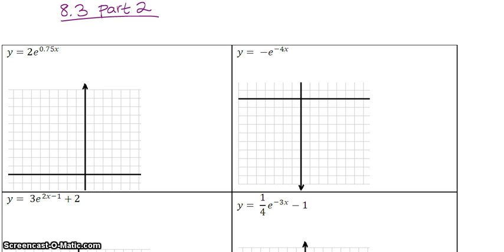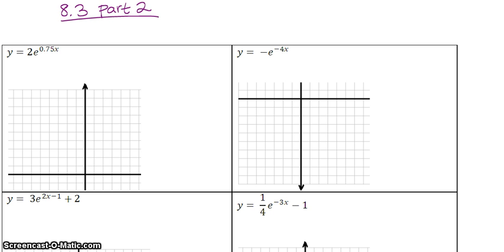Our first example here is actually a continuation of what we did on the front side. So the first two graphs are just like what we did on the front side. So if you feel up to the challenge, pause the video and go ahead and try these two.